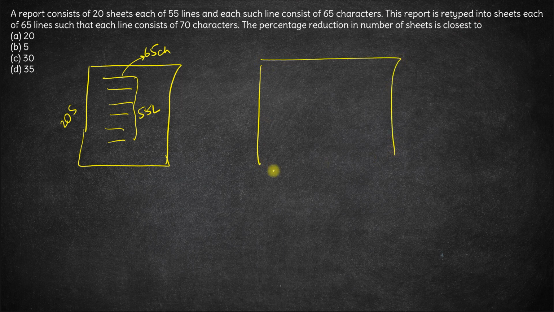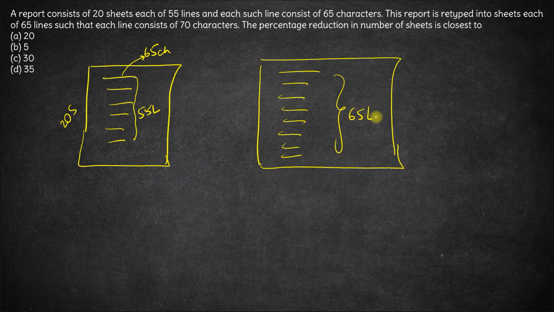Now this whole text is retyped again in a new kind of sheet, such that each sheet now has 65 lines, and each line can hold 70 characters now. Okay. Whatever the number of lines, sheets, or characters, the total number of characters will remain the same, whatever the writing style be.